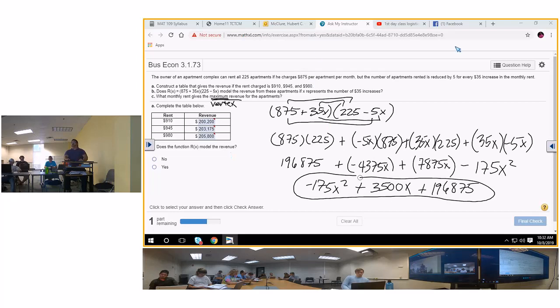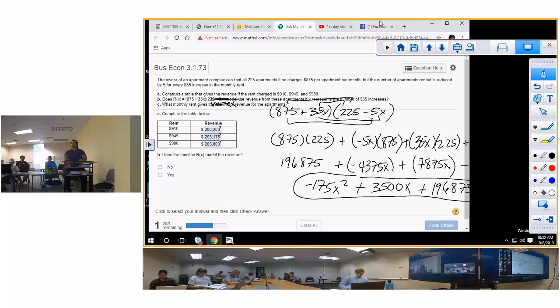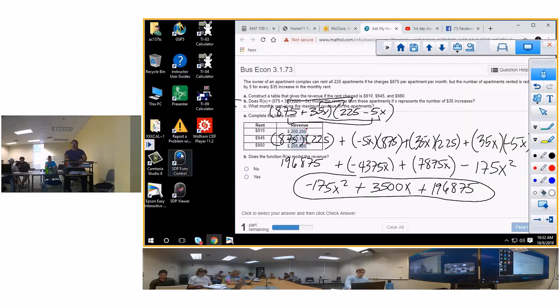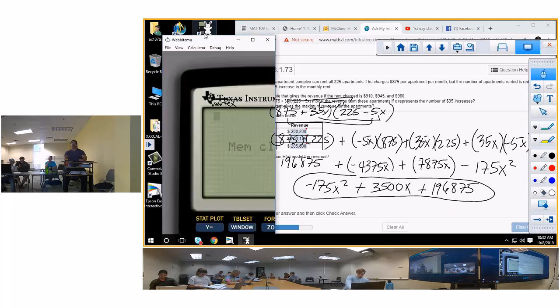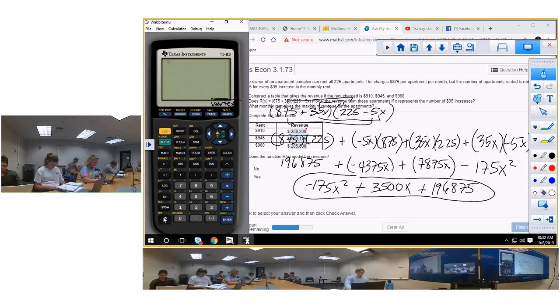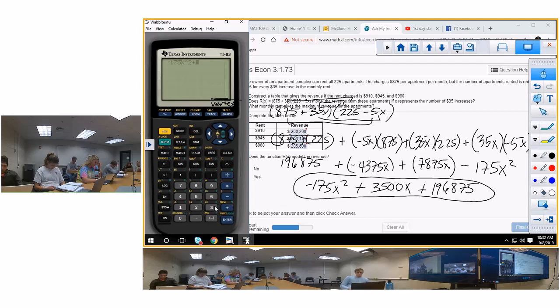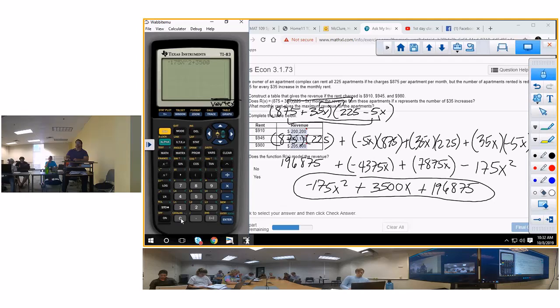So let's take our handy dandy calculator. I'm going to use the TI-83 because it's a whole lot more user friendly. And that's going to give me negative 175x squared plus 3500x plus 196,875.